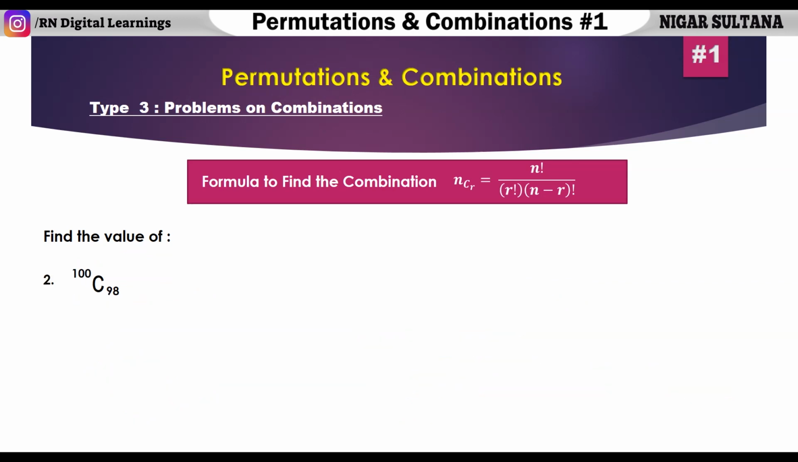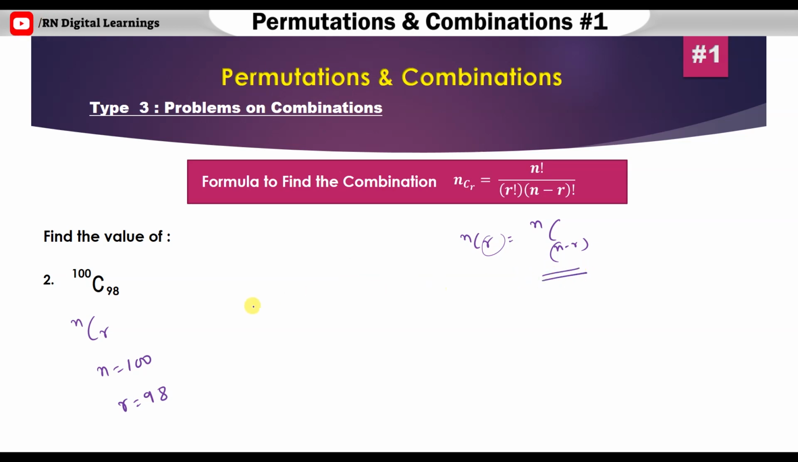Next is 100C98. I have told you one formula of nCr, which can also be written as nC(n minus r). If you have a very big value of r, instead of r we can write n minus r as well. Now this is also in the form of nCr. n value is 100, r value is 98. So let's write in this form: n is 100, n minus r, that is 100 minus 98, is 2.